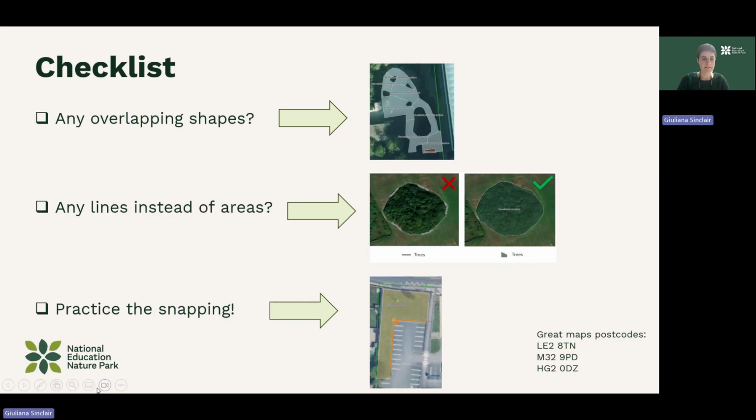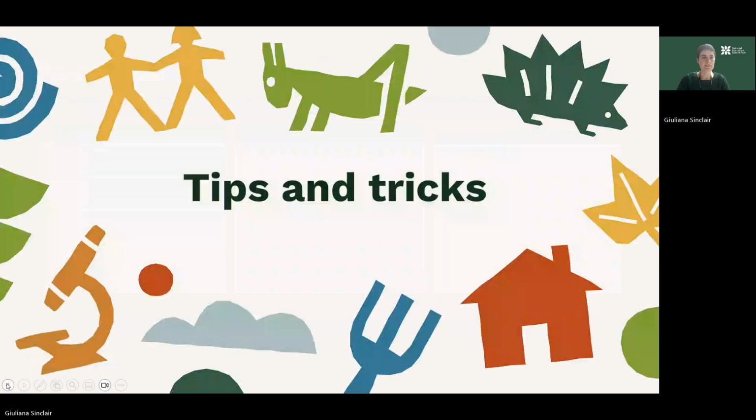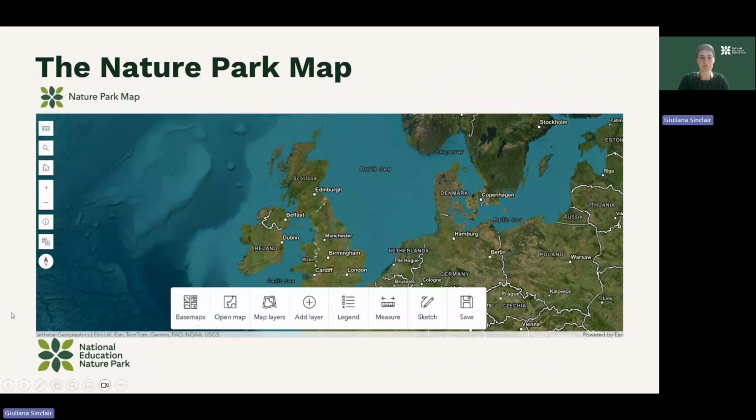Of course, yes. Let me go back on here. Here we go. So, the Nature Park map. You can access this from the main homepage of the website. You just scroll down a touch, and then click on the big map, and this is where you'll see this add layer button. That's where you can then add things.